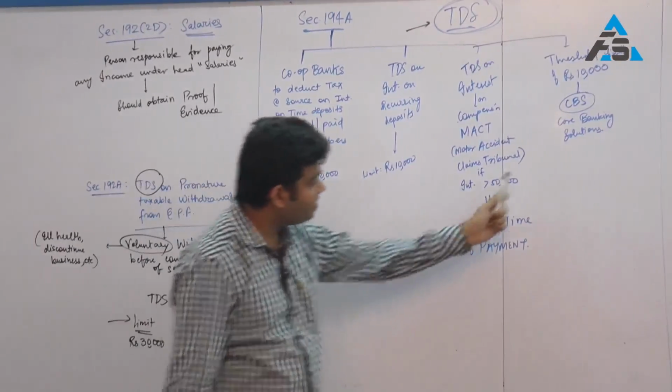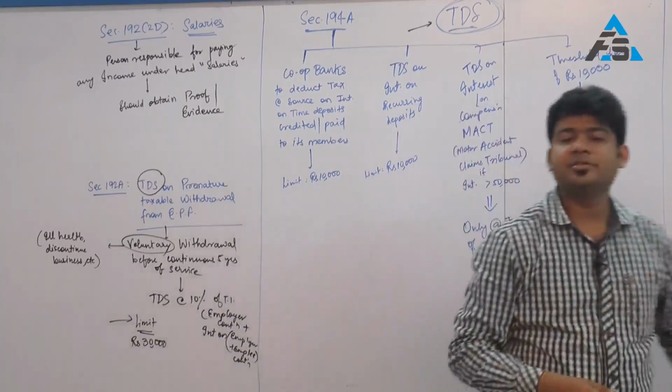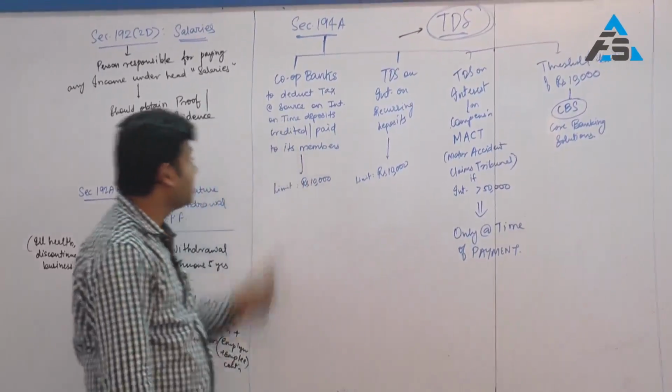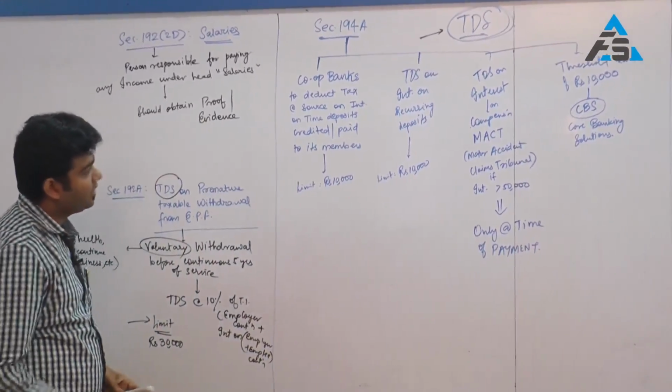Moving on. Then comes section 194A. So 1, 2, 3, 4. 4 amendments through section 194A. Let's focus on each of them one by one.